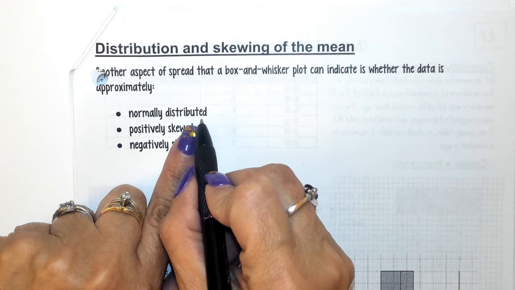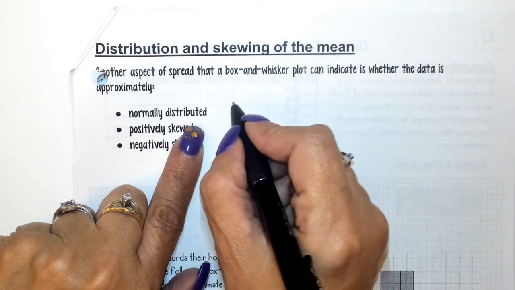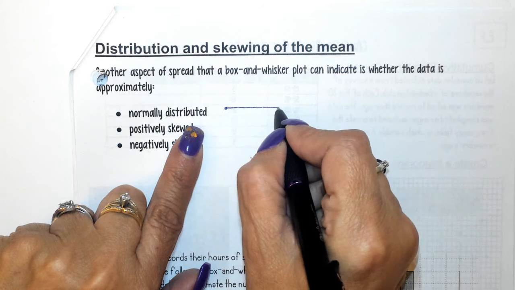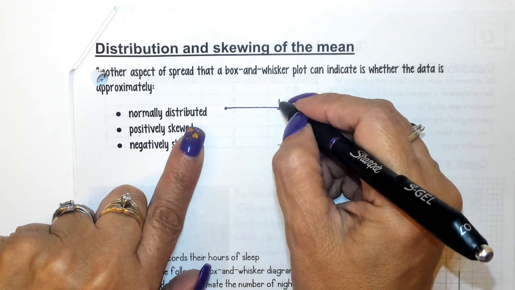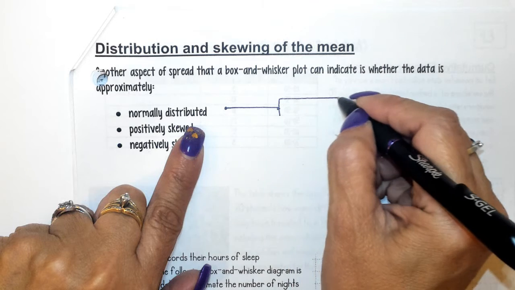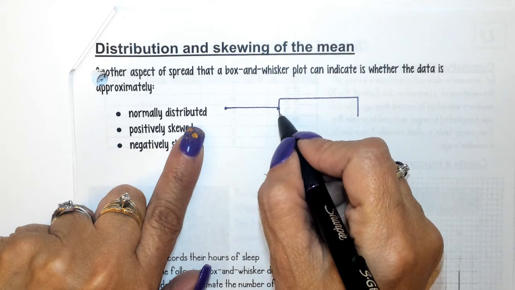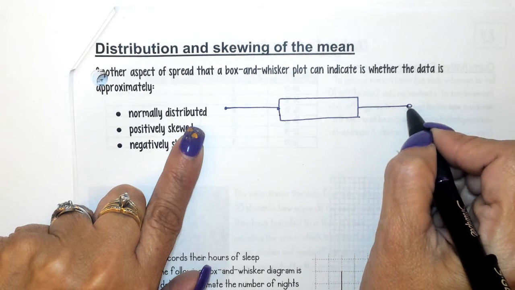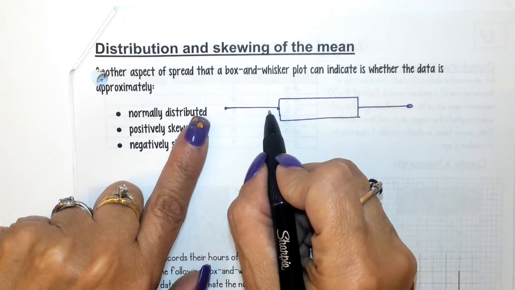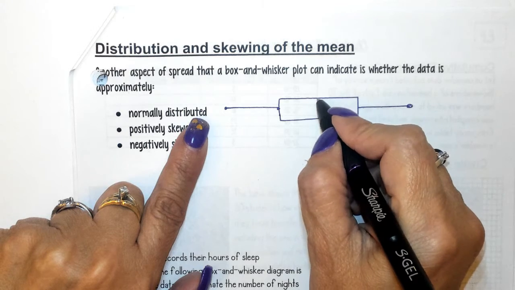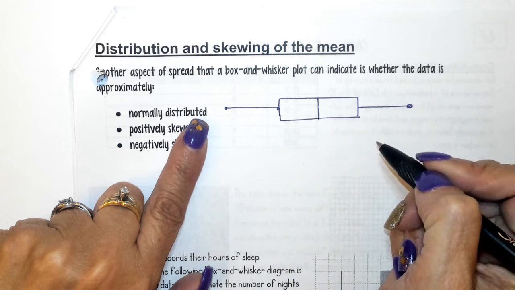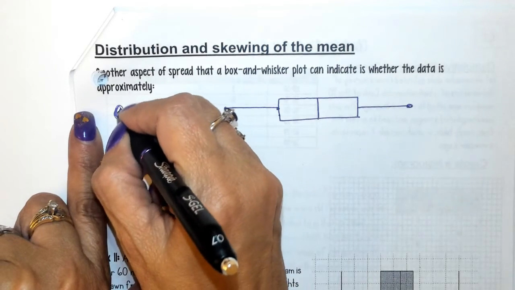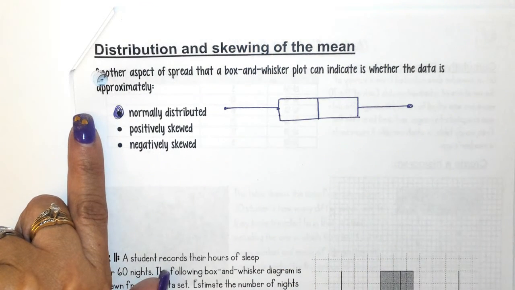A normally distributed data, that normal bell curve, it should look like this. It should start here and travel. And then we should have our box and whisker. It should look something like this. And then it should continue on. And what you notice is this is about the same as this. The median is in the middle. And this would be a beautifully normally distributed graph.